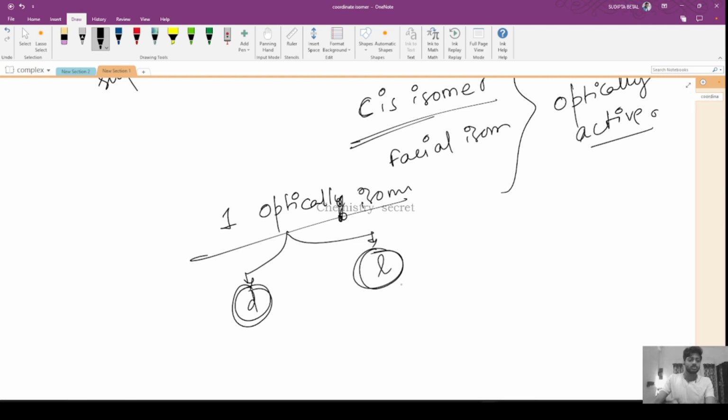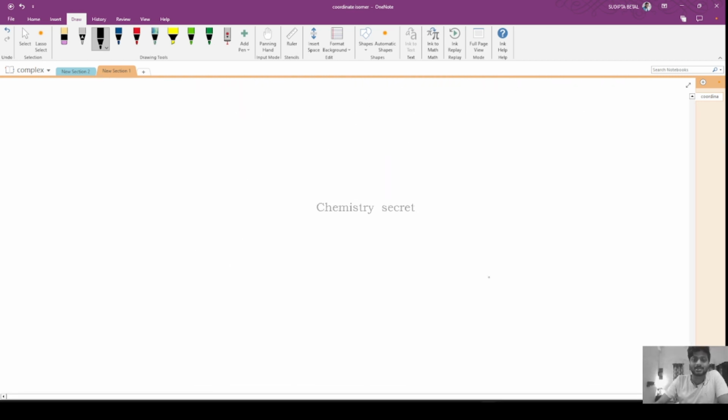Okay, so now, the trick to find the geometrical isomer. What is the trick to find geometrical isomer? Like if you consider the A6, a metal with 6 ligands.